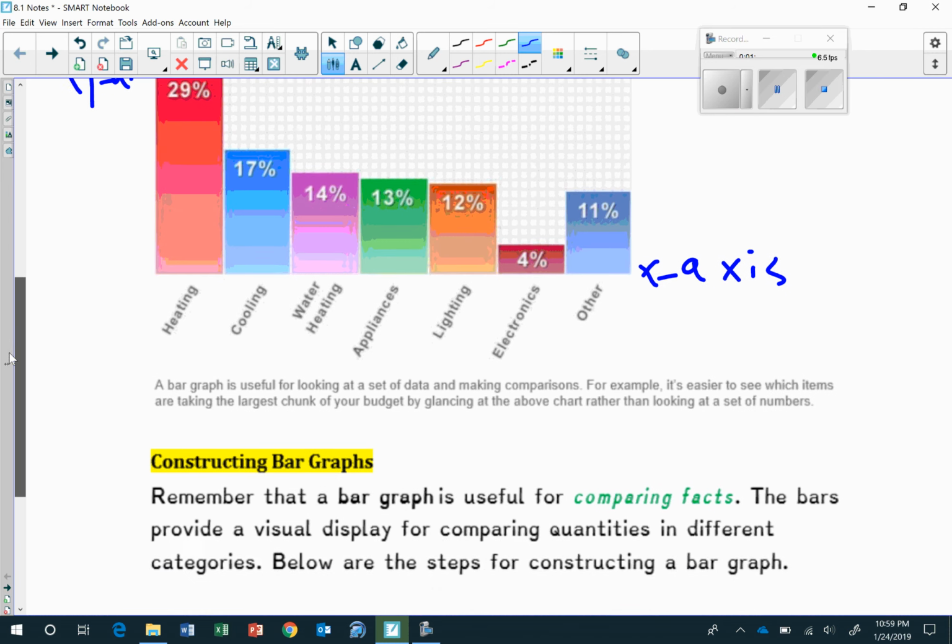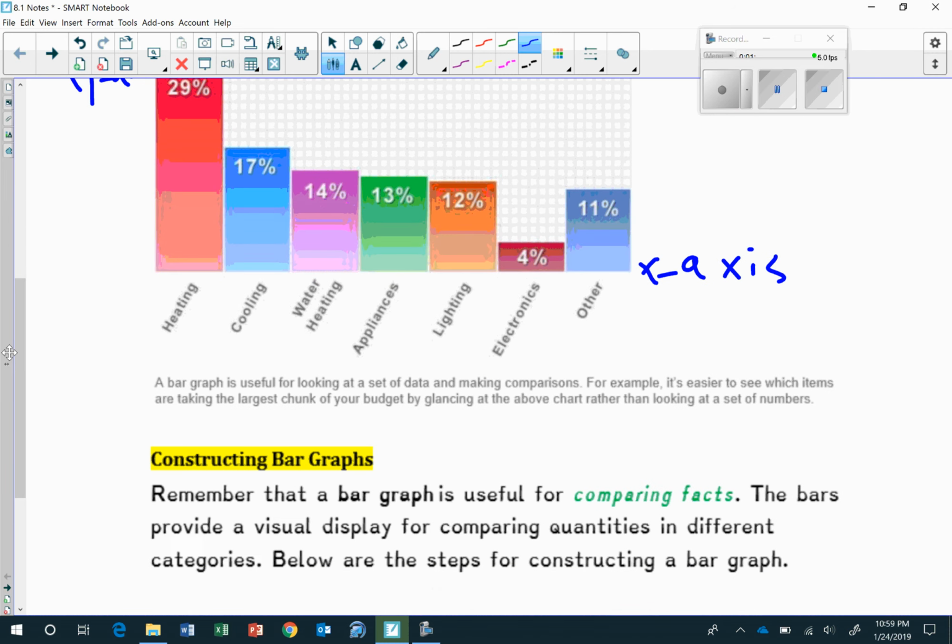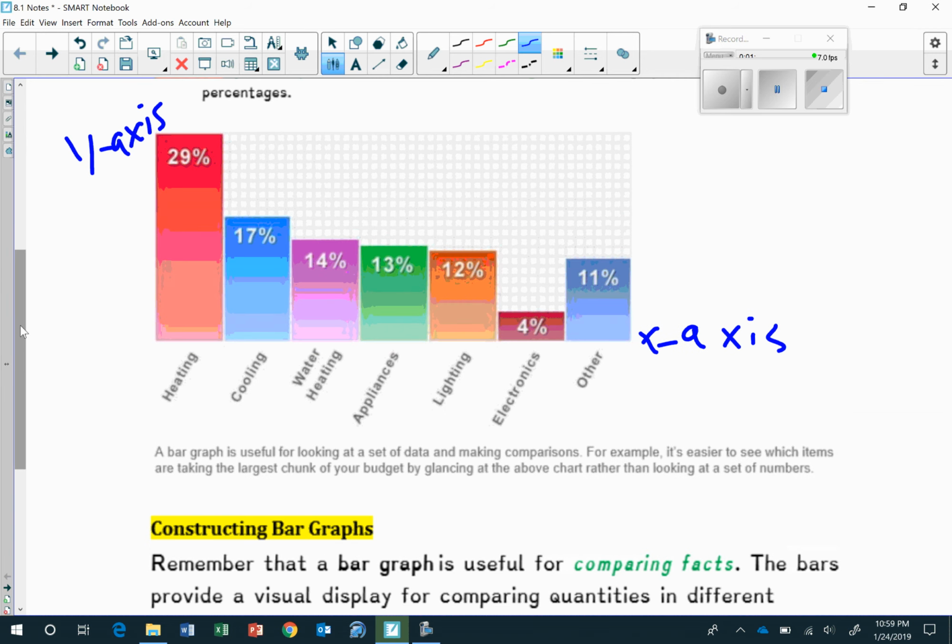If you continue to look down, it says a bar graph is useful for looking at a set of data and making comparisons. As you can see in the bar graph above, we can compare different types of heating and cooling units, electronics, all those kinds of things.